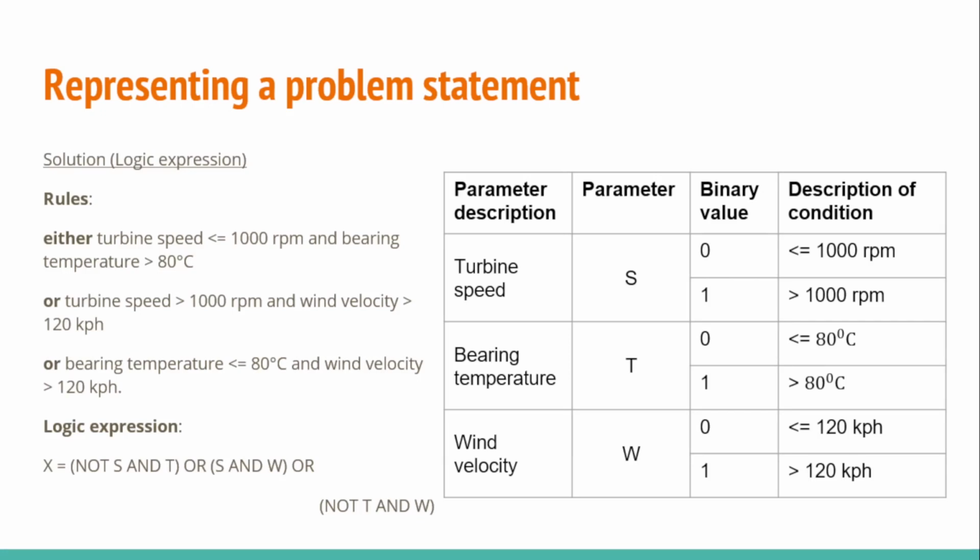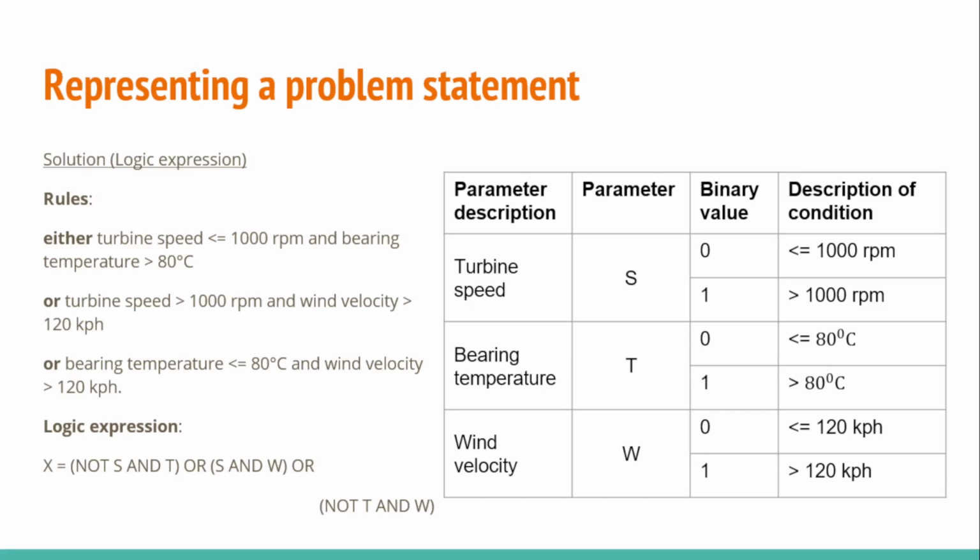And the last rule is the bearing temperature is less than or equal to 80 degrees Celsius. When the bearing temperature is less than or equal to 80 degrees Celsius, the binary value is 0, which makes it to be not T. And wind velocity is greater than 120 kph. When wind velocity is greater than 120 kph, the binary value is 1, which makes it to be W. Hence, we have not T and W.